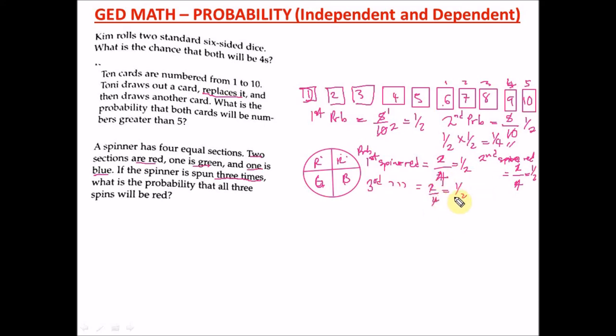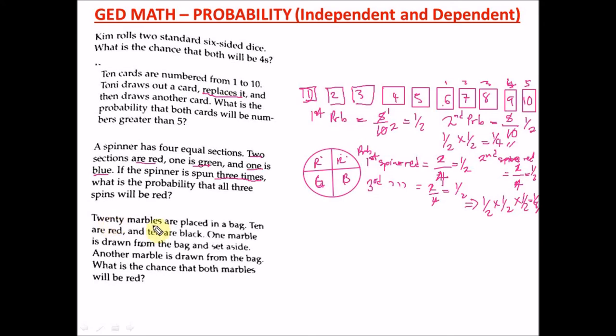Okay, when we reduce, we get 1/4. So the probability that all three spins will be red is what? Probability for all three will be 1/2 times 1/2 times 1/2. And this will give us 1/8. So this is the answer. The answer is 1/8. That's the probability that all three spins will be red. Okay, so let's get on to the next question.